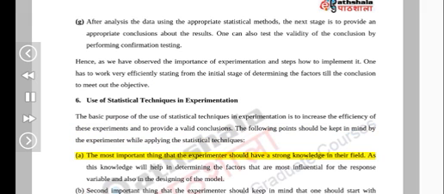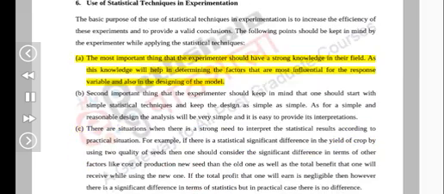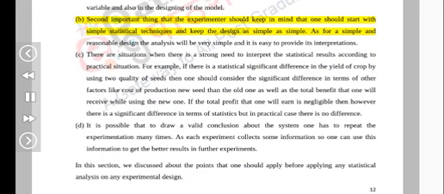A. The most important thing is that the experimenter should have strong knowledge in their field, as this knowledge will help in determining the factors that are most influential for the response variable and also in designing the model. B. The second important thing is that one should start with simple statistical techniques and keep the design as simple as possible. For a simple and reasonable design, the analysis will be very simple and it is easy to provide its interpretations.